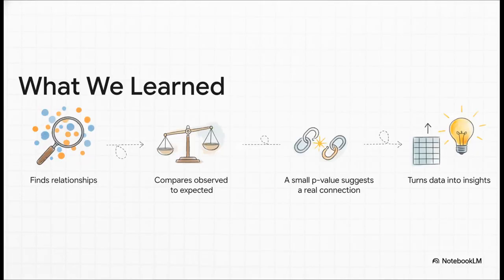So let's wrap this up. What did we learn? Well, the chi-square test is this awesome tool for finding hidden relationships between different categories. It works by comparing what we see in the real world to what we'd expect from pure chance. If you get a super small p-value, you know you found a real connection. And it lets you turn a plain old table of numbers into a really powerful real-world story.